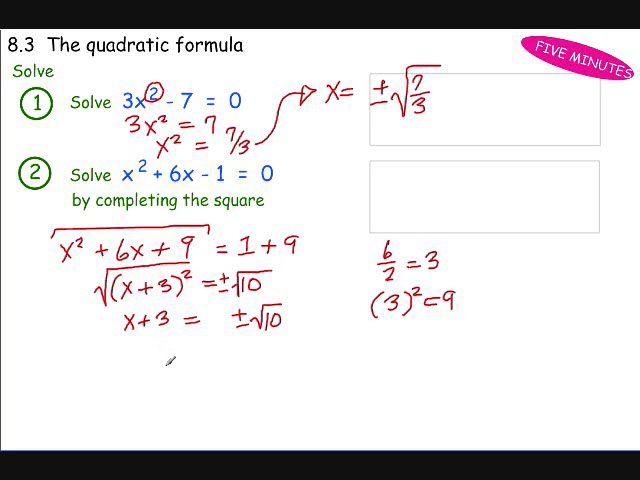I subtract 3 from both sides, and I have my two solutions. I expect to have two solutions, right? My highest power was 2. I should have two solutions. Minus 3 plus or minus the square root of 10. There we are. So that's just a little reminder of where we have been recently.